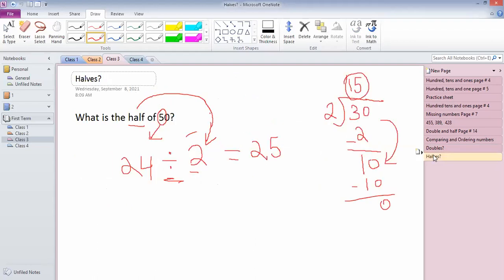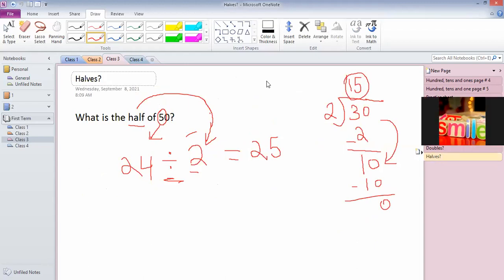Okay. Then we also have learned about the half, that half is the opposite of double. In order to find out the double, you multiply by 2. So in order to find out the half, you have to divide by 2. Like the double of 2 is 4. But if you find out the half of 4, that means you will divide 4 by 2.